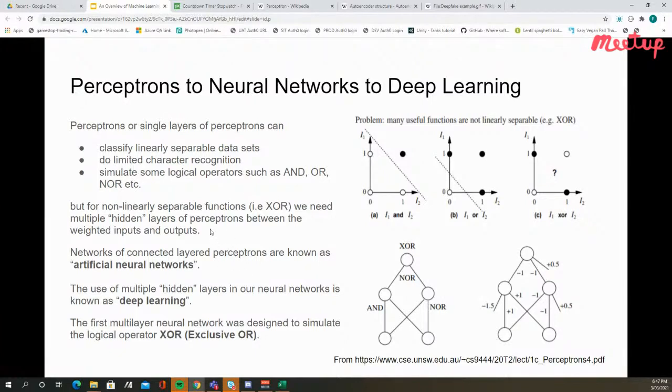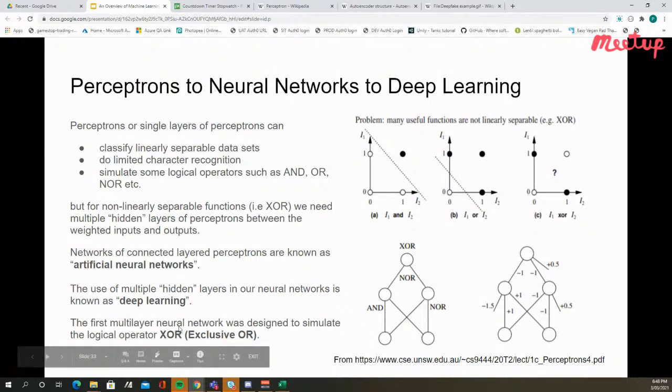So we create hidden layers of perceptrons or neurons between the weighted inputs and the outputs, and these are called fully connected layer perceptrons. They're part of what we call artificial neural networks, and the use of multiple hidden layers in our neural network design is called deep learning. That's where the phrase comes from.